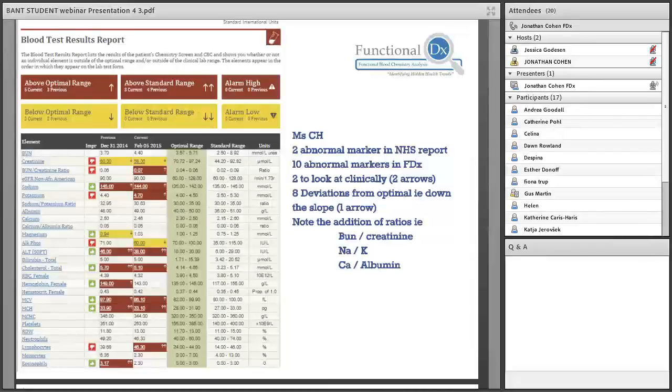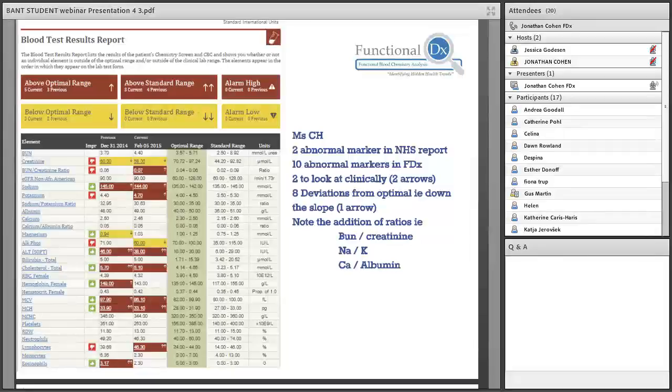And you'll note the addition of ratios, such as BUN to creatinine, sodium to potassium, calcium to albumin. And there are loads more ratios that appear in the program. All of these start telling fantastic stories. You never see these on doctors' reports, ever. Maybe once in a while I might have seen a ratio, but it's very rare. And usually they're in the more upbeat clinic laboratories.